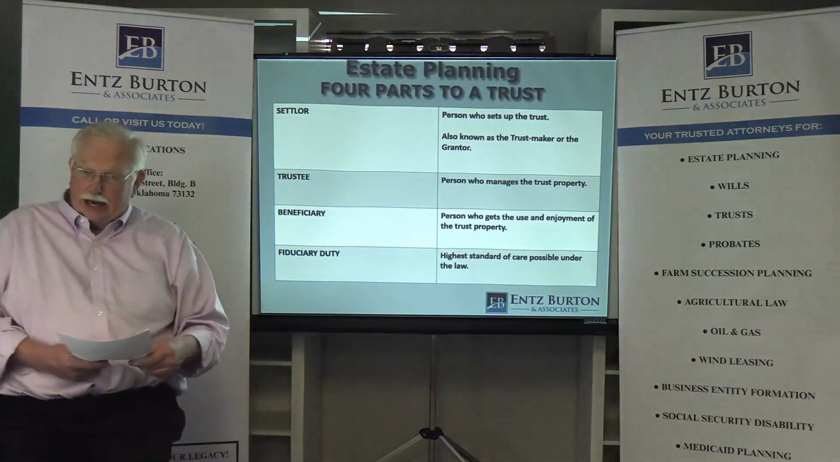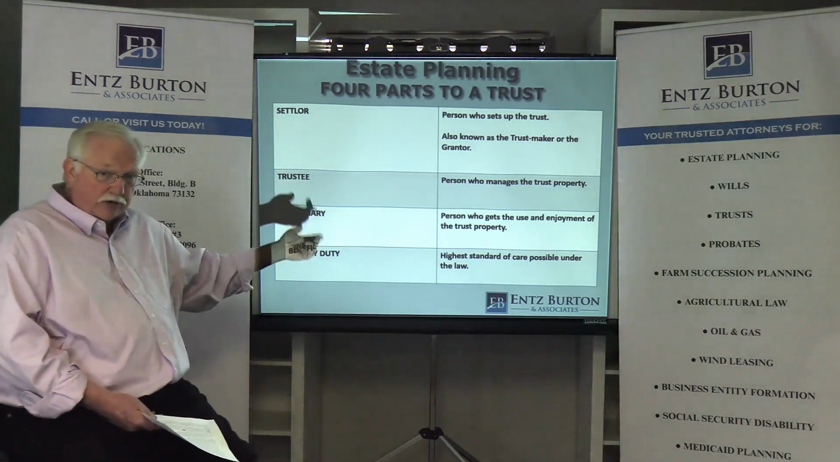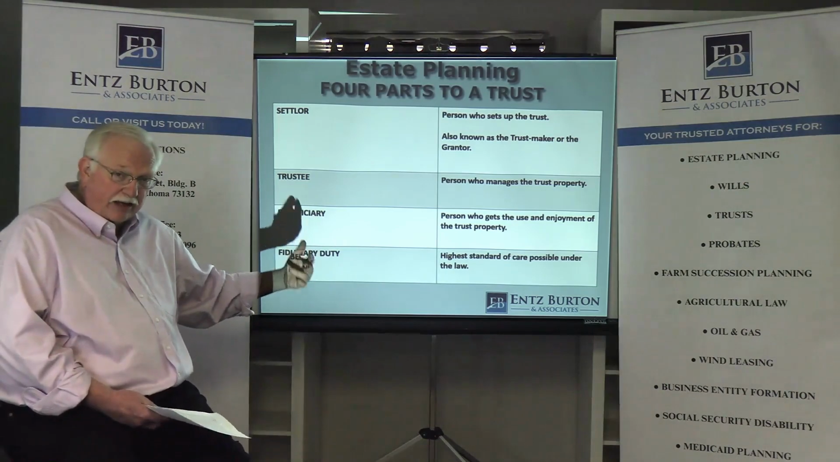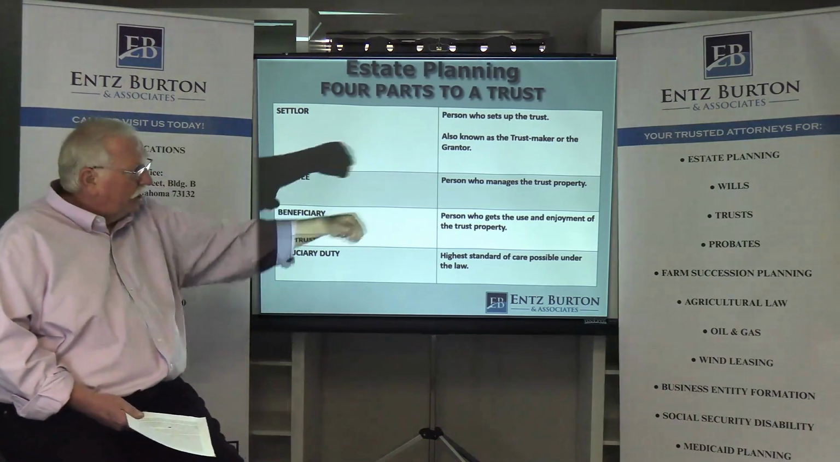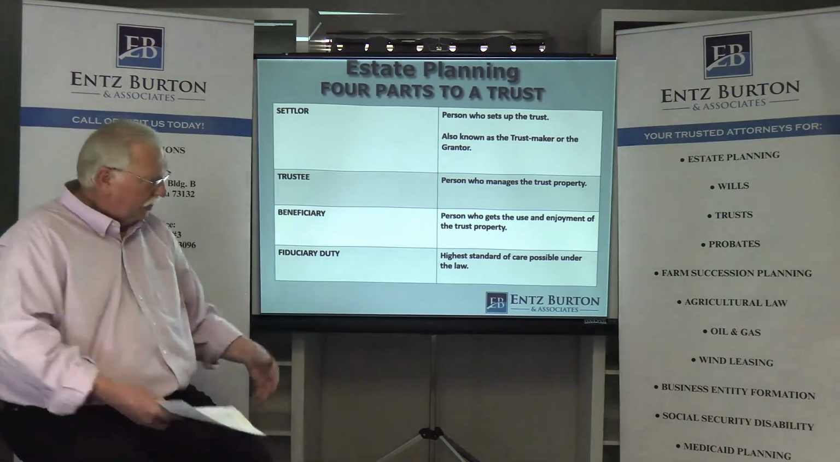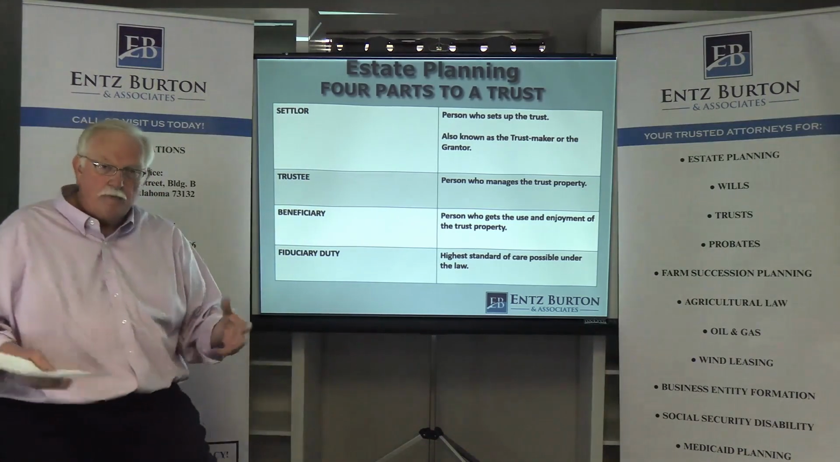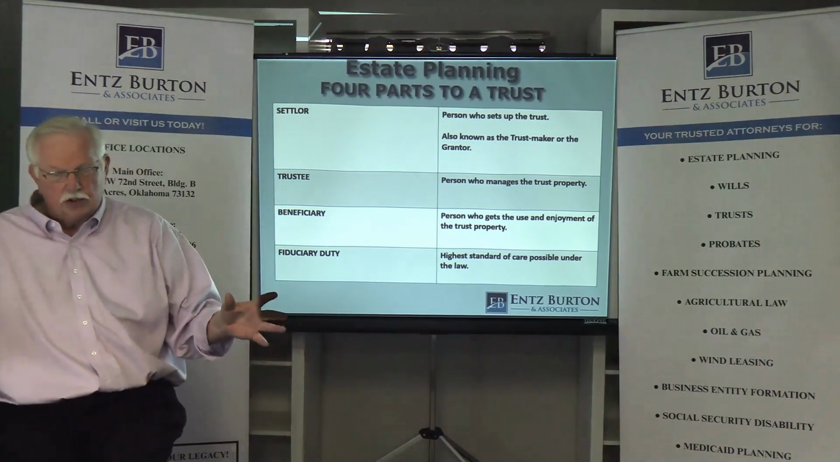All trusts, and especially revocable trusts, have 4 parts. They have a settlor, they have a trustee, they have a beneficiary, and they have this thing called a fiduciary duty. A settlor, sometimes called a trust maker or grantor, is the person who sets up the trust. A trustee is the person who manages the trust property, and a beneficiary gets the use and enjoyment.